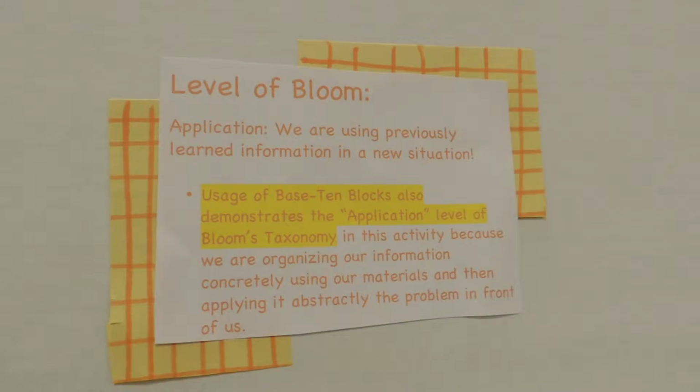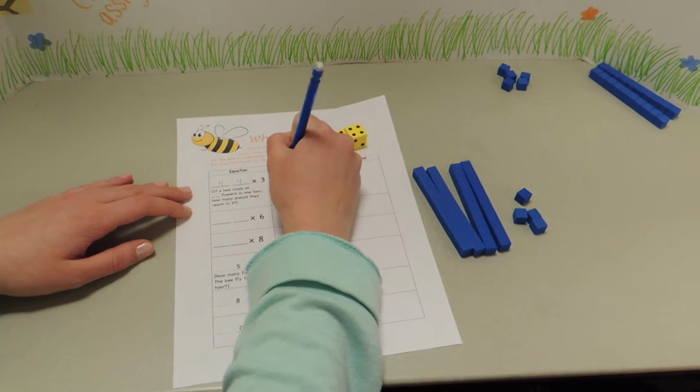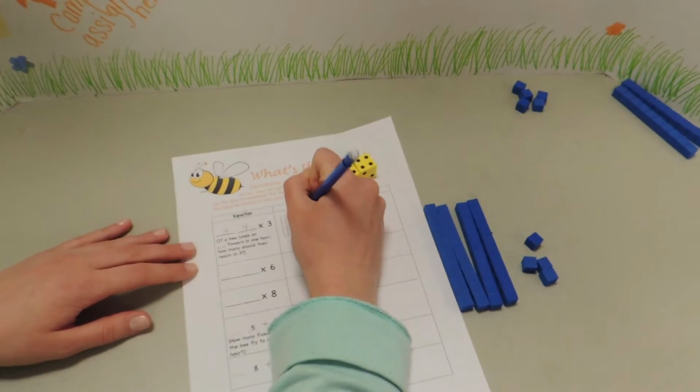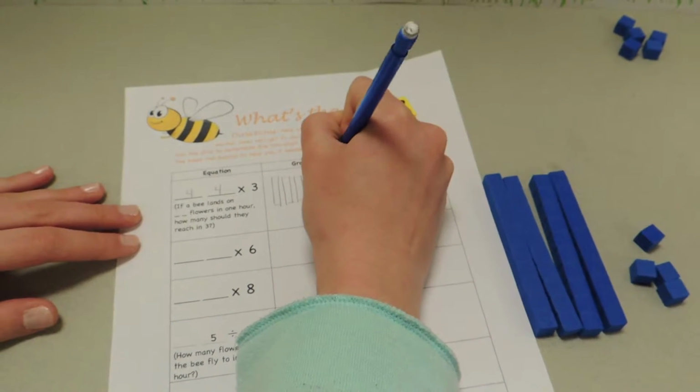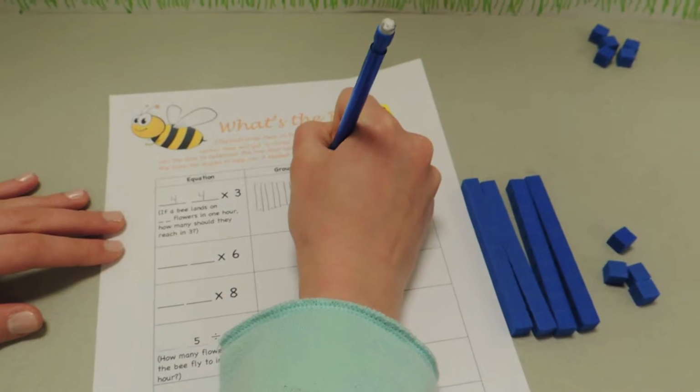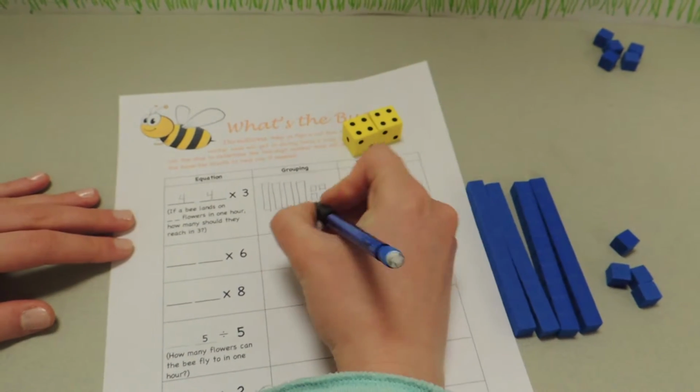Utilization of base 10 blocks will also achieve the application level of Bloom's taxonomy. When the student represents the number 44 using 4 10s and 4 1s, and then uses that knowledge to determine what 3 groups of this value will equal, she's also resembling application because she is organizing her information concretely, using the materials at hand, and then applying it abstractly to the problem in front of her.